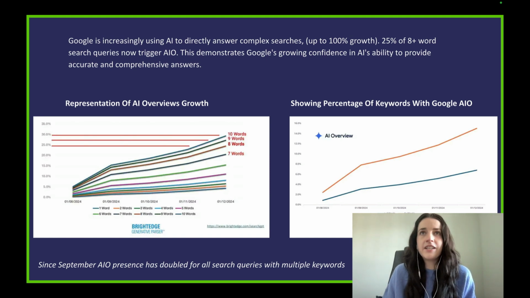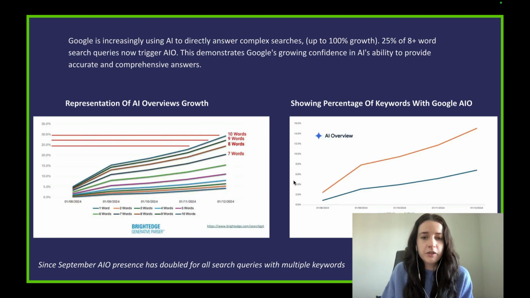So again, this really shows that Google has become a lot more confident in its AI's ability to provide really accurate and comprehensive answers for its user, because at the end of the day, Google's all about pleasing the user. The user is essentially Google's customer.